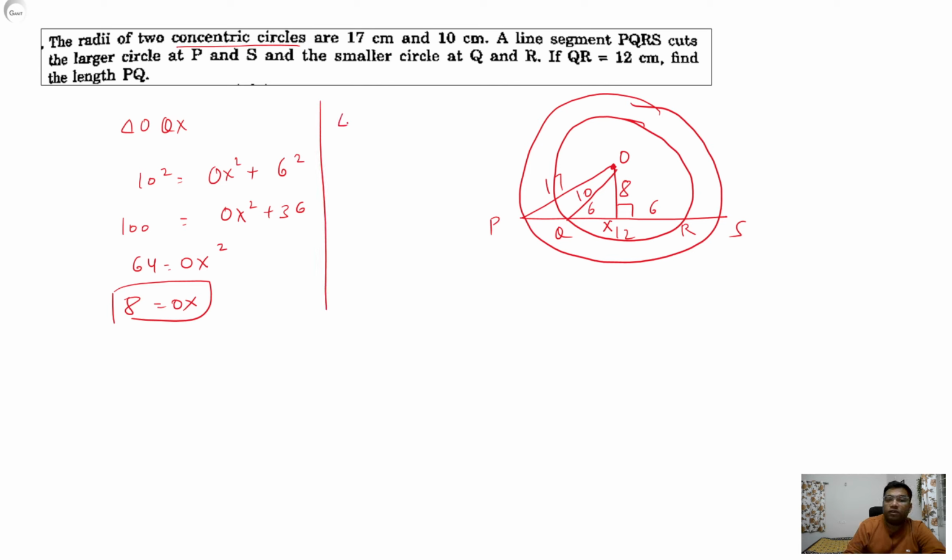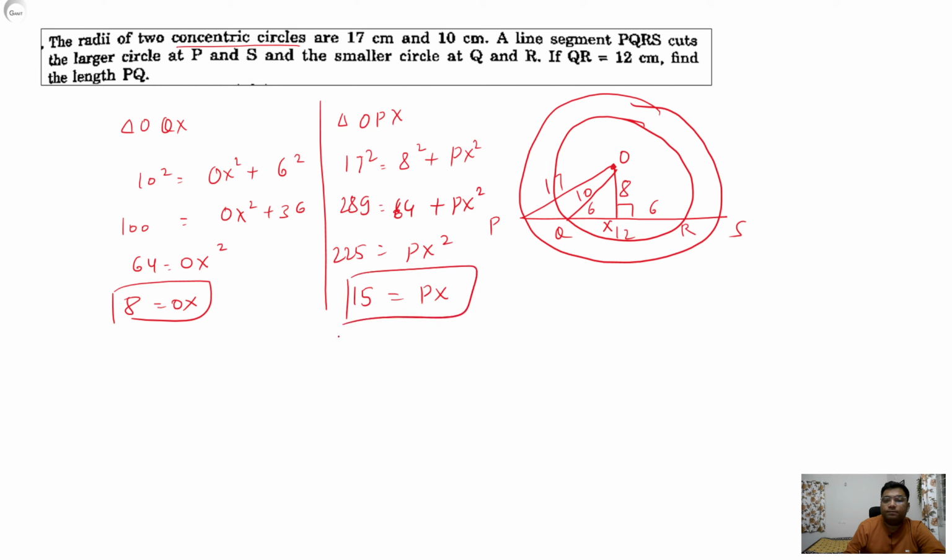So I'm going to use triangle OPX, where I can say 17 square is equal to, now I have the value of OX, which is 8 square, plus PX square. So I have 289 is equal to 64 plus PX square. 64 goes that side, becomes 225. I subtract. PX square is 225, so PX is equal to 15.